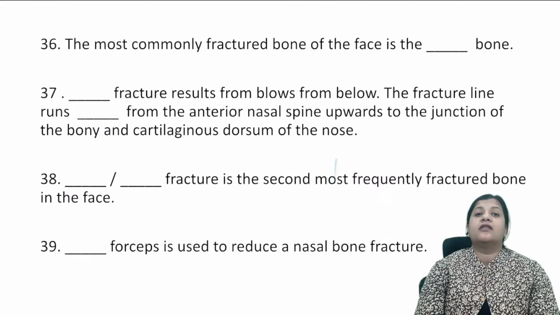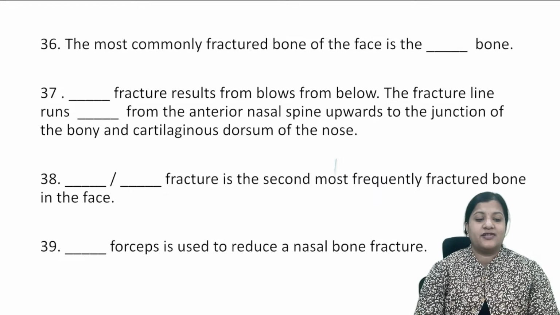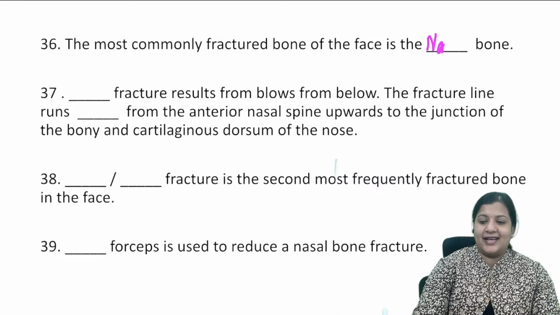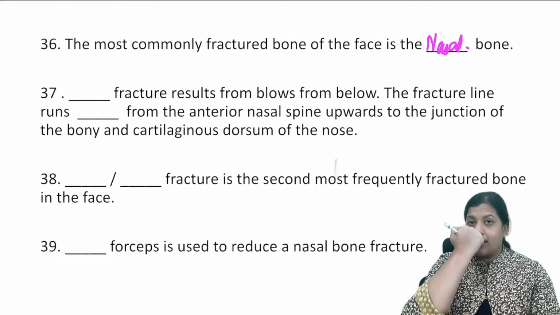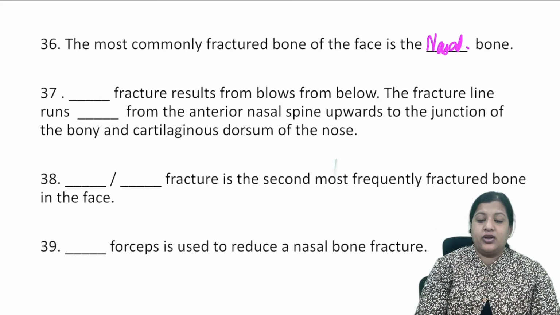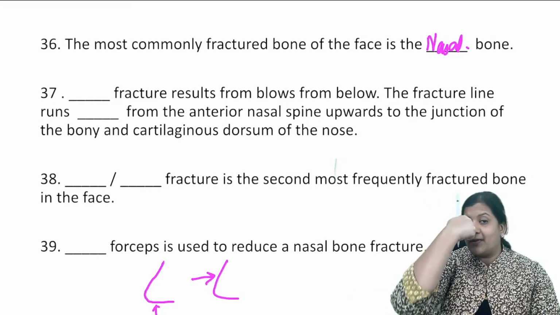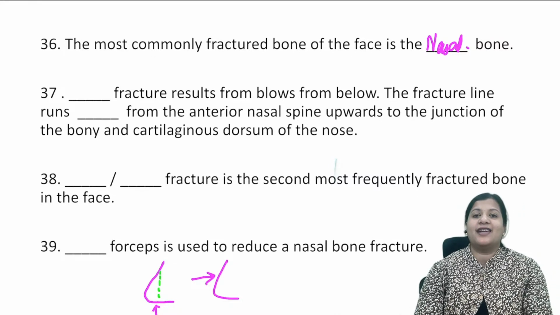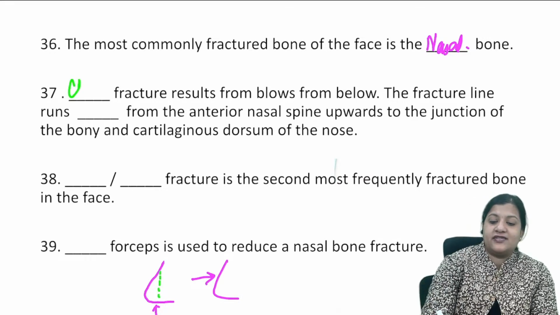Okay? The most commonly fractured bone of the face is which bone? So which bone of the nose is the one that commonly gets fractured? Yes, it is the nasal bone. Which fracture results from a blow that is coming from below? So whenever there's a nasal fracture, we have two fractures. One fracture where the injury happens because the blow is coming from below, and one fracture because the blow is coming from the front. So the fracture where the blow is from below, you get a vertical fracture. What is that vertical fracture called? Yes, that is called Chevalier's fracture.